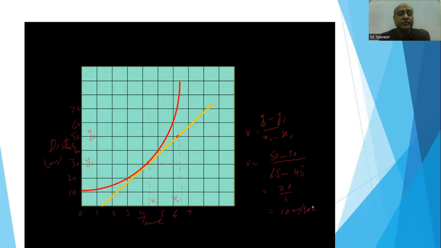So the gradient of the speed time graph gives the speed of the body. For finding the gradient, first of all, you have to draw the tangent on the graph. Then you will take 2 points on the tangent, and then you have to apply the formula for gradient, which is y2 minus y1 over x2 minus x1. This gives the speed of the body at any point on the graph.